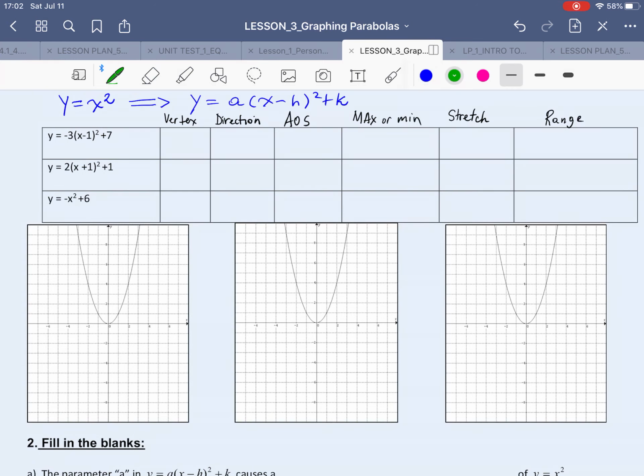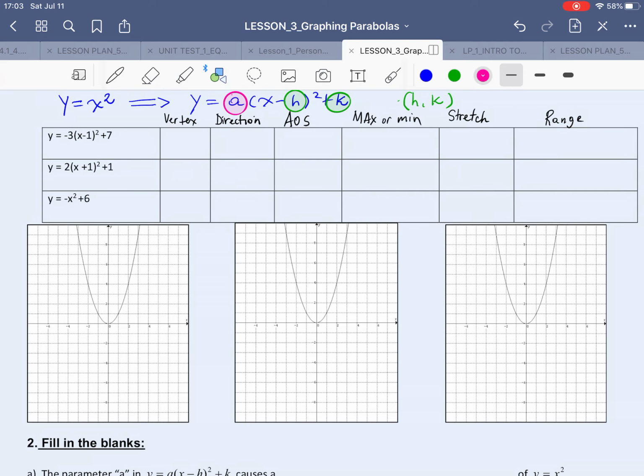We call this the vertex form of the parabola because it tells us what the coordinates of the vertex are. And just recall that the coordinates of the vertex are the point with coordinates h and k. And it also tells us about the shape of the parabola, which is described by the coefficient a.